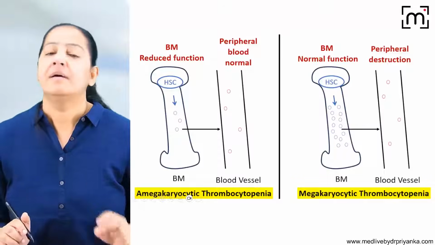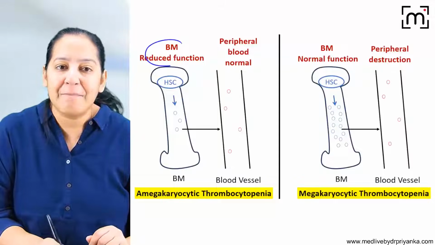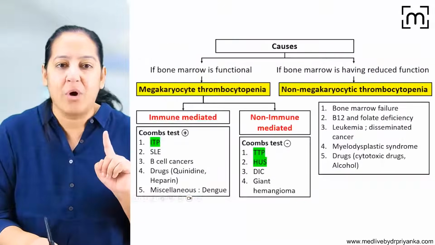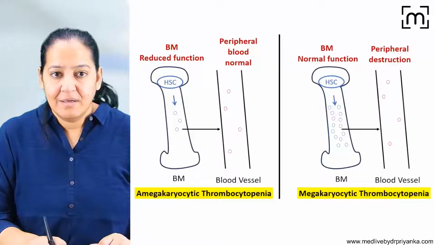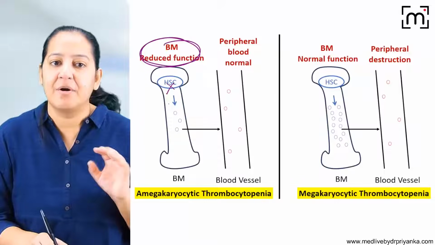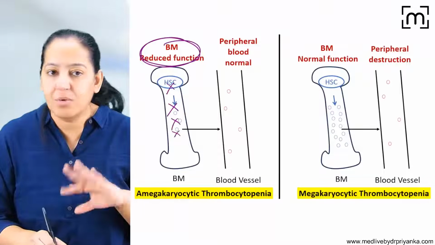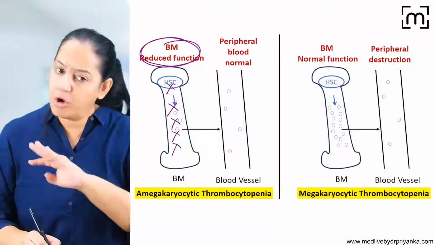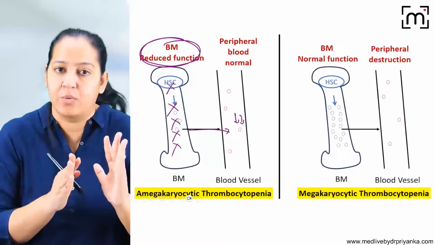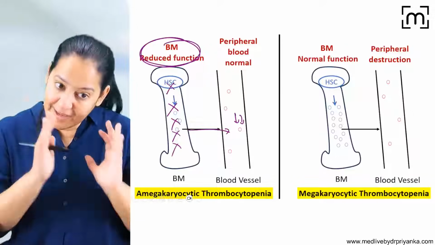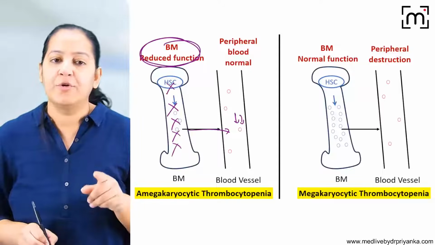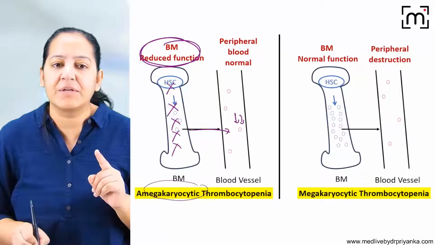Why are the platelets less? There can be 2 problems. Either the problem is in the bone marrow. The bone marrow is non-functional. You can see here, the problem is in the bone marrow. Inside the bone marrow, there are fewer hematopoietic stem cells or fewer megakaryocytes. Since the bone marrow is non-functional, fewer platelets or no platelets are formed. So in the blood, you can see fewer platelets. Here the problem is in the marrow. In the marrow, only megakaryocytes are fewer, and that's why platelets are fewer. That's why such thrombocytopenia is known as amegakaryocytic thrombocytopenia.